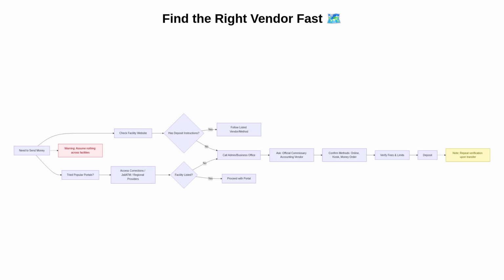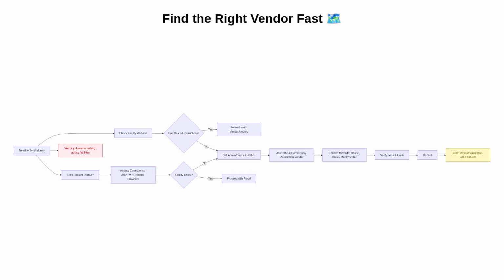This flowchart shows the fastest decision path. You start with the need to send money. First, check the facility's official website for deposit instructions. If instructions are present, follow the listed vendor or method. If not, or if the site is unclear, call the facility's administrative or business office to ask specifically for the official commissary accounting vendor. In parallel, you can try popular portals such as Access Corrections or JailATM, as well as known regional providers. But if your facility does not appear, default to calling.